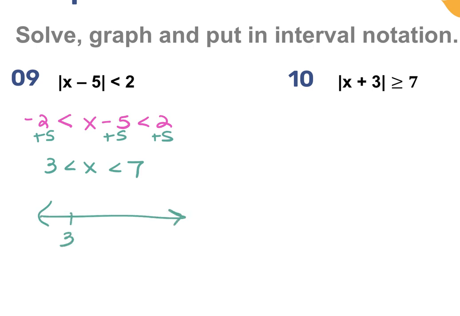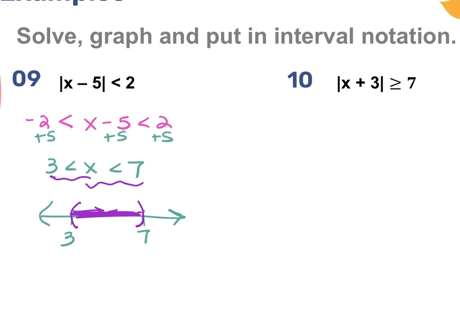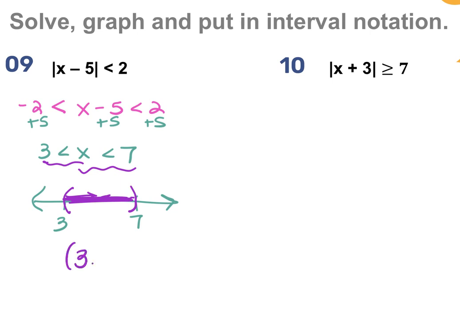So 3 and 7. This part says greater than, so it's a parenthesis pointing to the right. This part says less than, so it's a parenthesis pointing to the left. And I keep it where it overlaps, which would be in between. My interval notation would be 3 to 7 with parentheses on both.